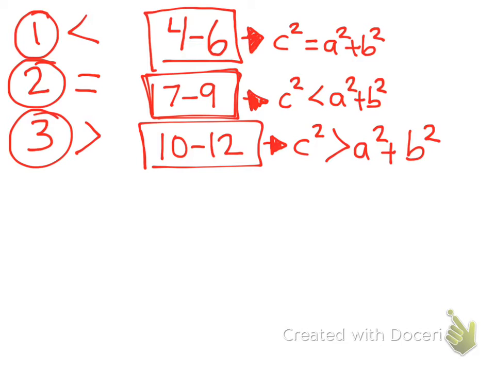Those are kind of like the ones we did in the notes where you don't really know and then you decide at the end. But for 4 through 6, you know it's going to be right. 7 through 9, you know it's going to be acute. 10 through 12, you know it's going to be obtuse. And then 13, 14, 15, you're trying to decide which one. Okay? Any questions?